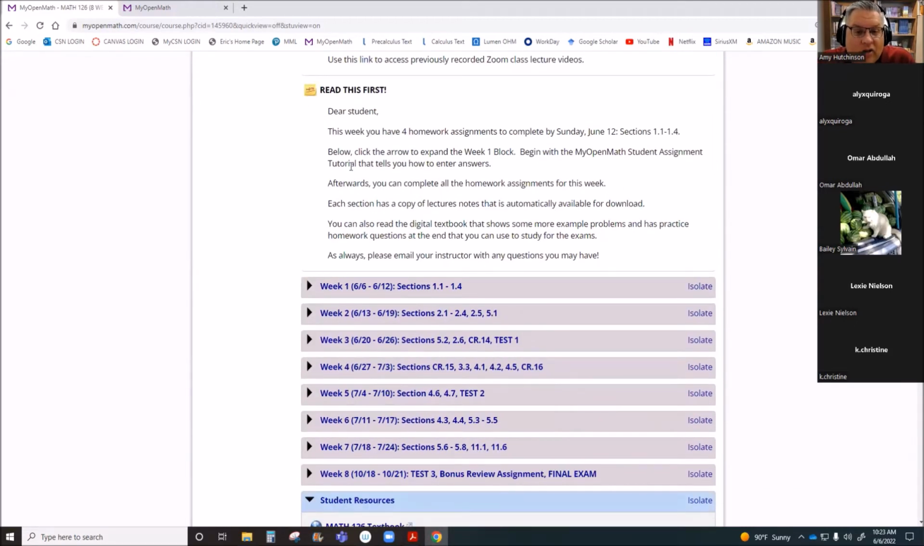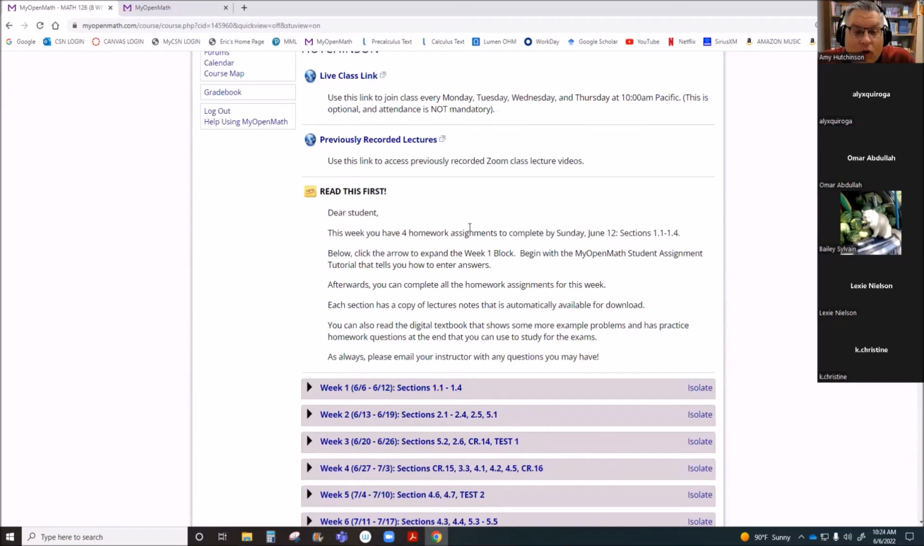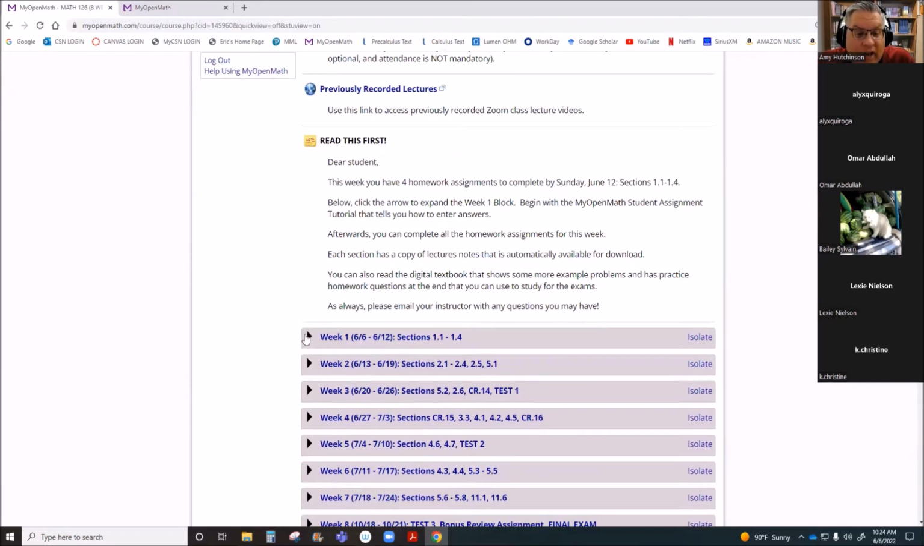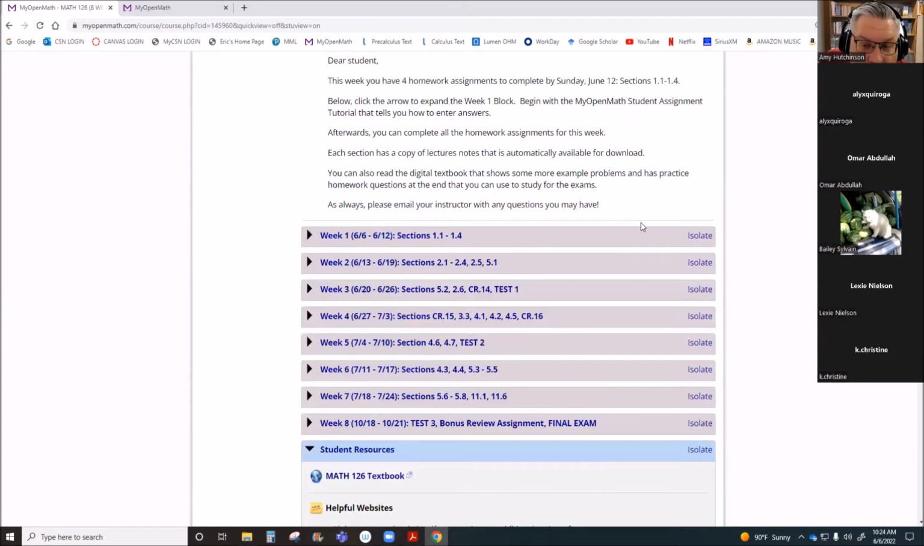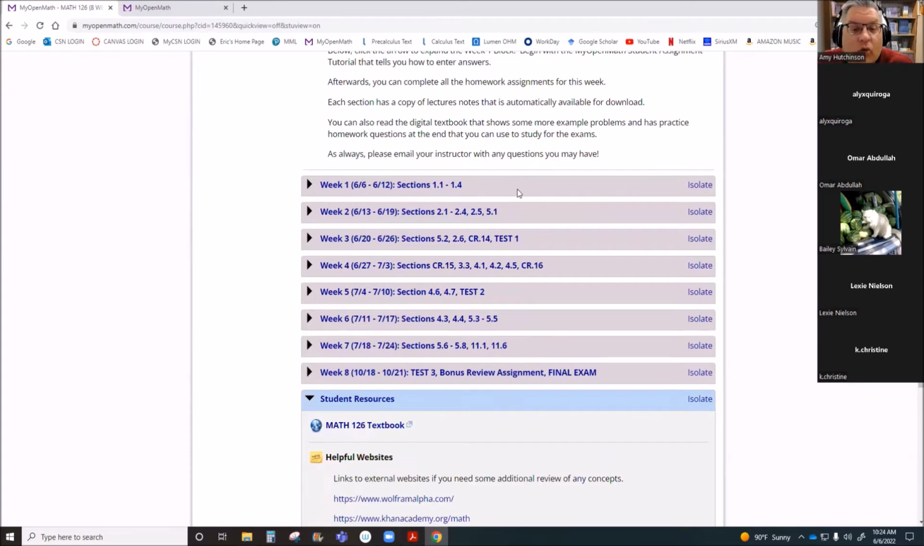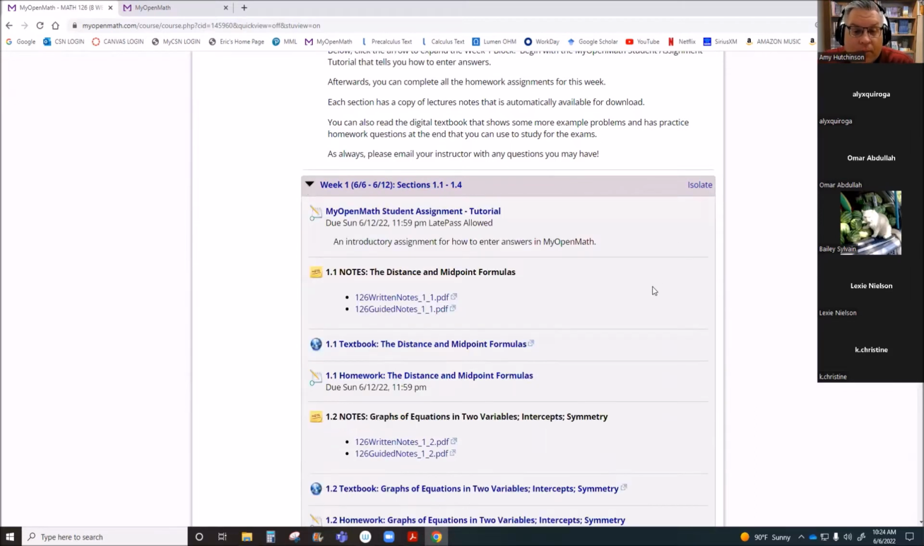Okay, so this says right here that you have 4 homework assignments to complete by June 12th. Now, besides that, by the way, here are the folders. There's one folder for every single week of this 8-week course that we have. This is the week that we're in right now. If you want to open up a folder, just click the triangle button, and that's going to open up everything that you have here.